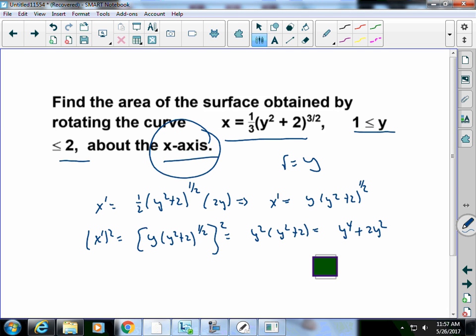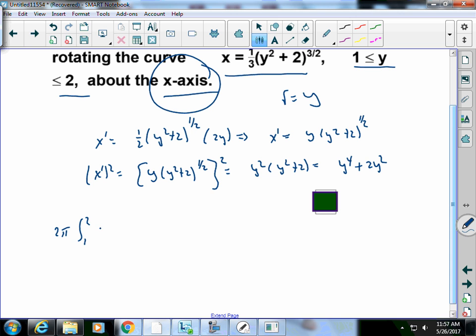All right, so let's write this up. I need a 2 pi on the outside. I'm integrating from 1 to 2. Because we're in terms of y but going around the x-axis, our r is y, times the square root of 1 plus dy dx squared. That y looks like a 4 to me, I can't read my own handwriting. So that's y to the 4th plus 2y squared dy.